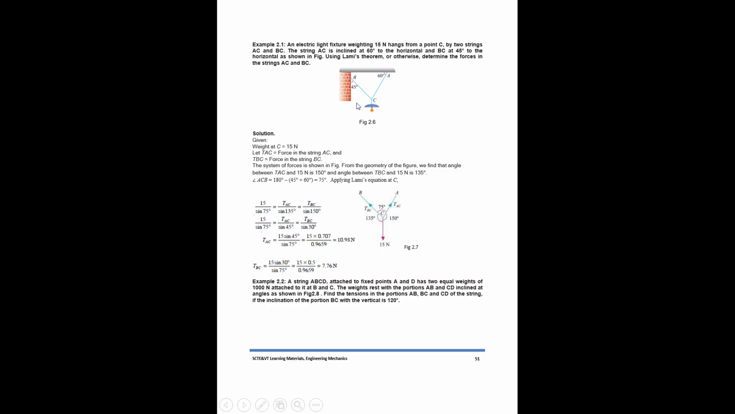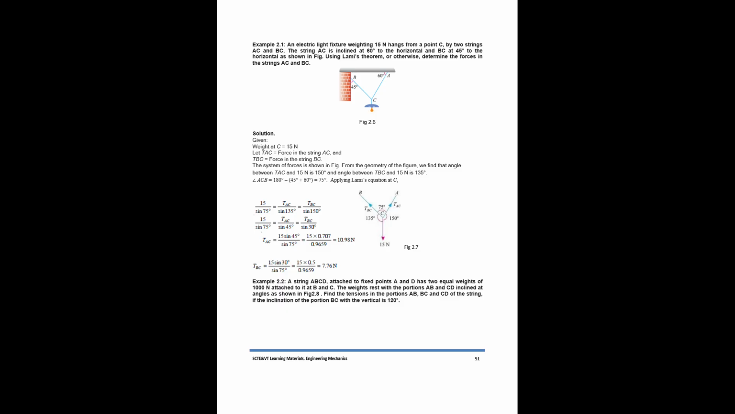Now this angle is 45 degree. If we draw one line here, then this angle is 90 and this angle would also be 45 degree. This string CB is inclined at an angle of 45 degree with the horizontal. From here to here this angle is 90 degree. So 90 plus 45 is 135 degree. So CB, CA, and this is the weight of the bulb light fixture. This angle is 150 degree, this angle is 135 degree, and the remaining angle would be 360 minus 150 minus 135, that is 75 degree.